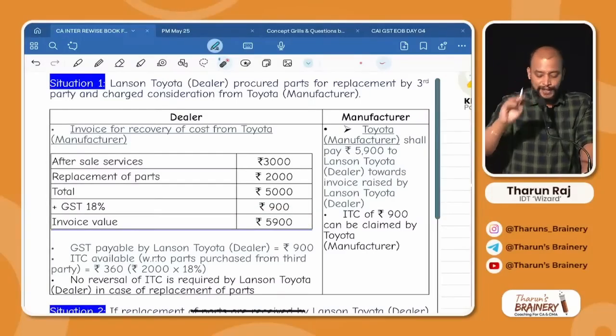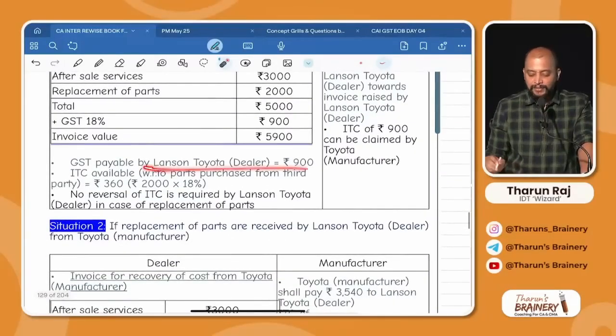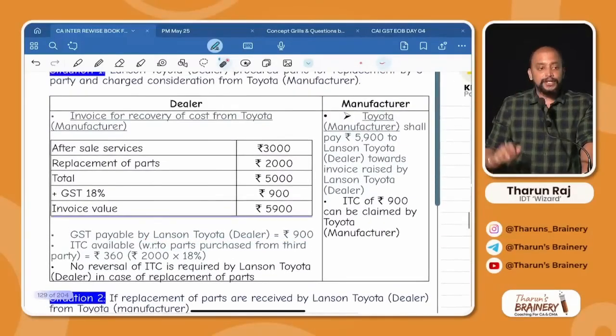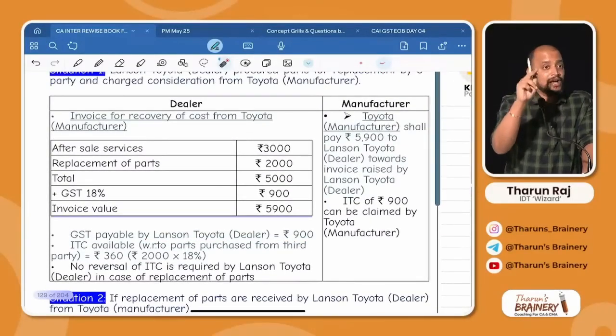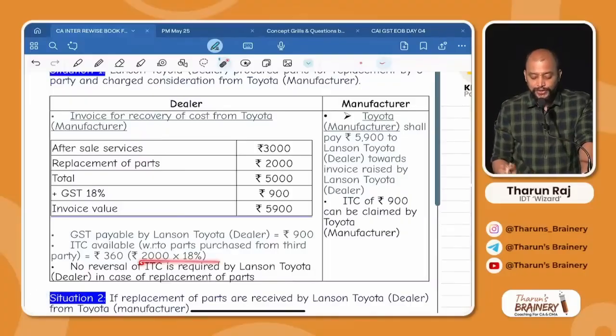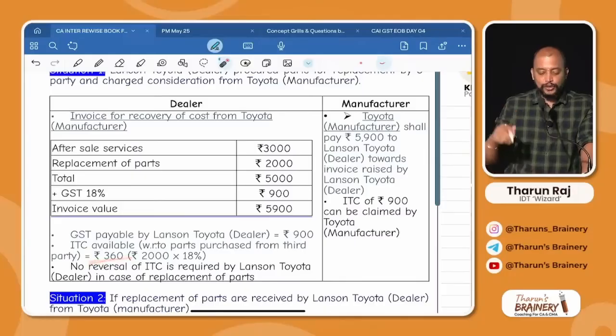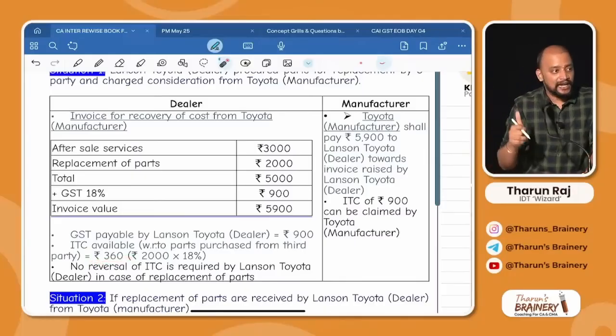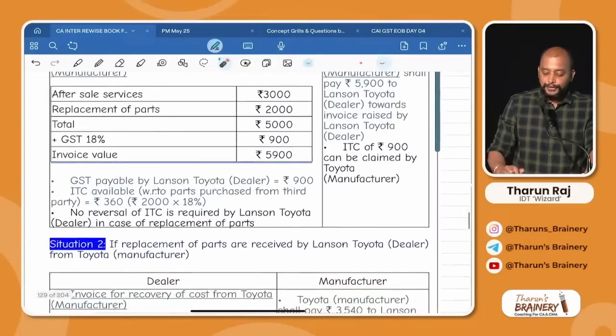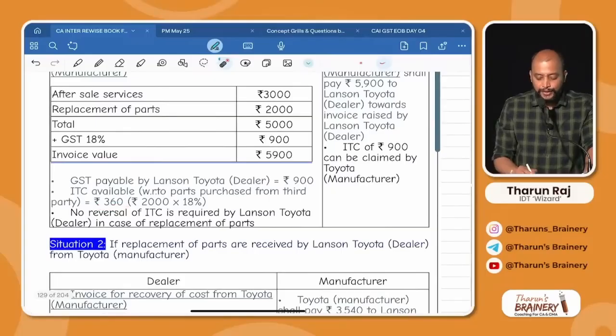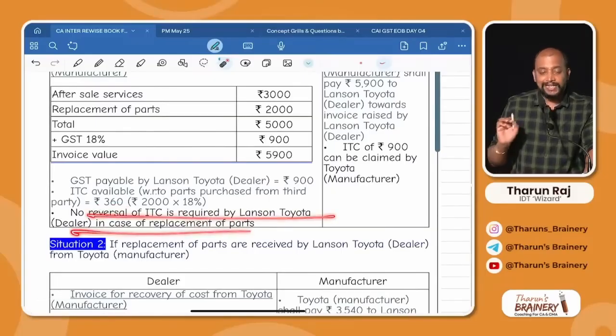And that 900 rupees you pay to government. You are a dealer, you pay to government. GST payable by dealer 900. Plus you are also buying the part. How much part you have purchased? 2,000. On that rate of GST 18%, that is 360 rupees you are availing as ITC. Understood? And whether you need to reverse this ITC? No. No reversal of ITC required by the dealer.